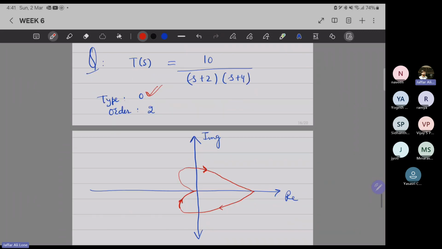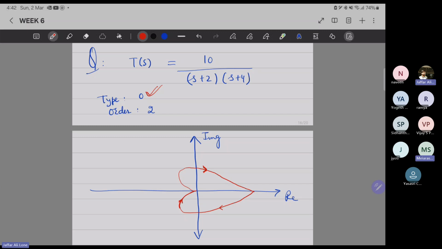Have you understood? Does anybody have any doubt? No, sir. So I drew the polar plot, I drew my inverse polar plot, and the type is 0, so I did not draw any infinite semicircle. Sir, why is the infinite semicircle not allowed for type 0? No, there is no pole at the origin. For type 0, why is the infinite semicircle not allowed?